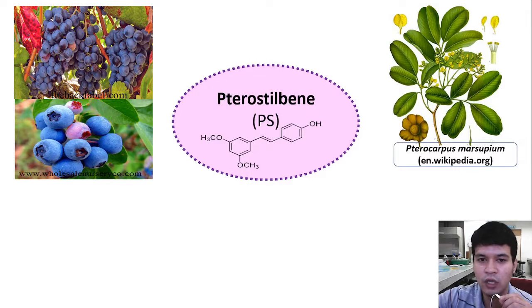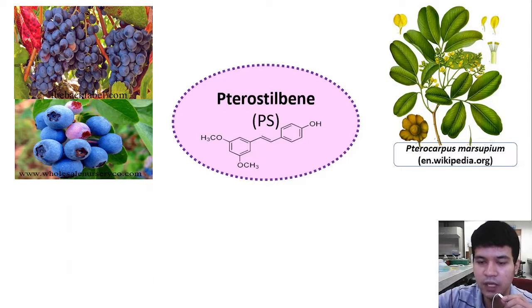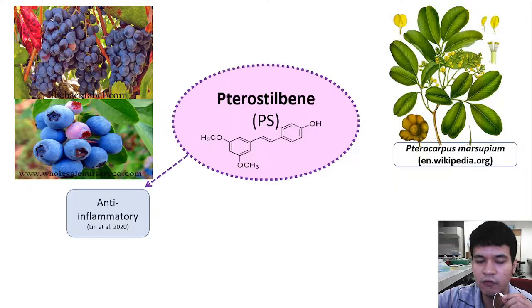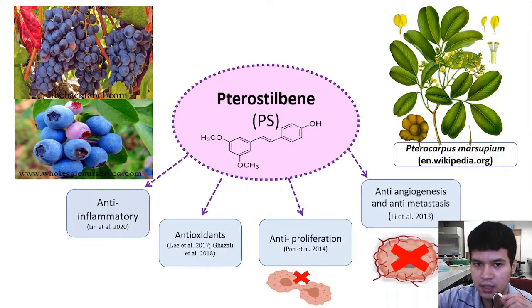So next I move on to our compound of interest, which is pterostilbene. This pterostilbene is a natural compound that can be found in grape, blueberry and also the heartwood of Pterocarpus marsupium. This pterostilbene has the potential to be developed as a chemopreventive agent, as it has been proven to exhibit various pharmacological properties related to chemopreventive activities, such as anti-inflammatory, antioxidant, anti-proliferation, and also anti-angiogenesis and anti-metastasis.